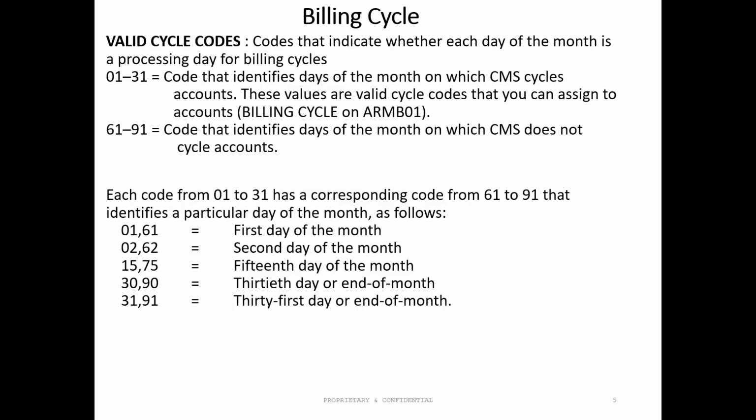So 01 to 31 identify the day of the month on which CMS cycles the account. These are the valid cycle codes that you can assign to an account. 61 to 91 are codes that identify the day of the month on which CMS does not cycle the account. So each code from 01 to 31 has a corresponding code from 61 to 91, which means we have to add 60 here.